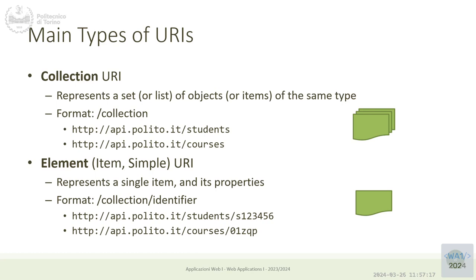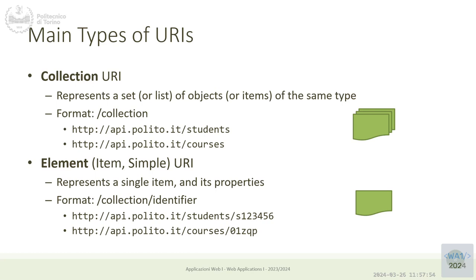By convention, the list of all students will be encoded as a URL with, of course, the server name, slash name of a collection, slash collection. Slash students will be the collection, the list, the array, of all students. Slash courses will be the collection of all courses that are registered in the system. We decide that whenever we need to represent the list of all students, we will write slash students. That's it. It's our decision. There's nothing special.